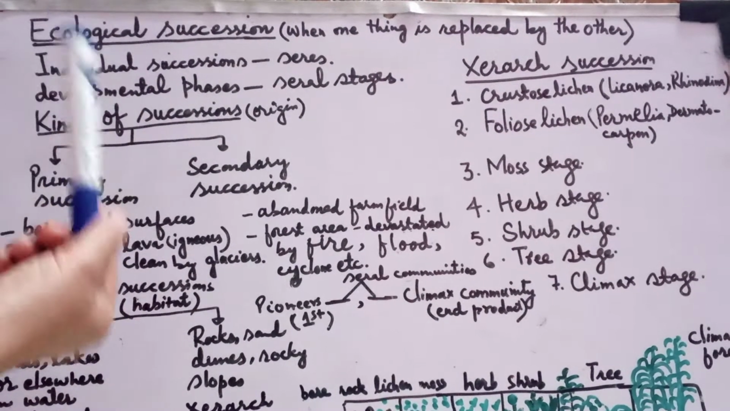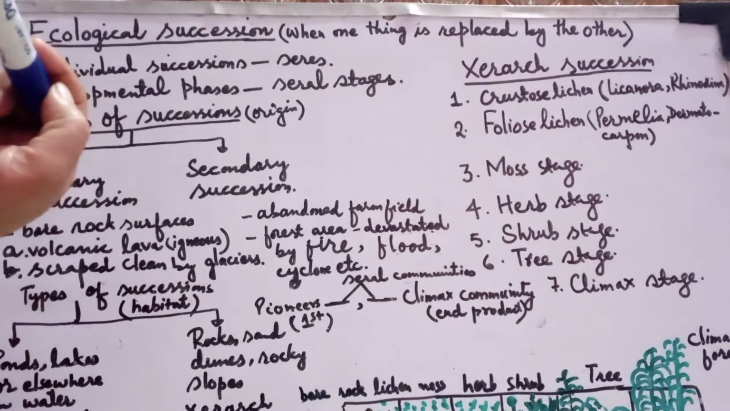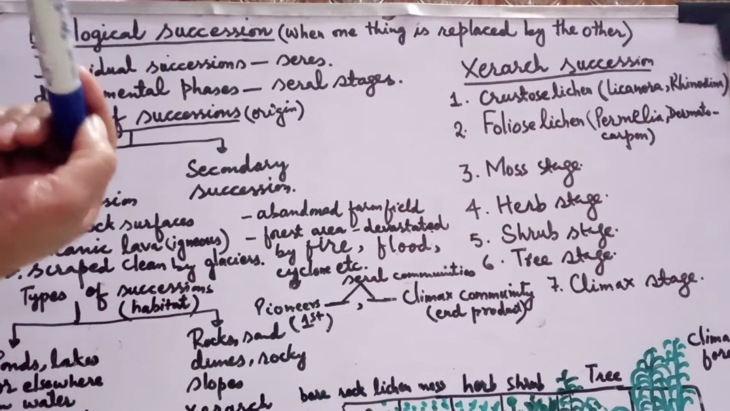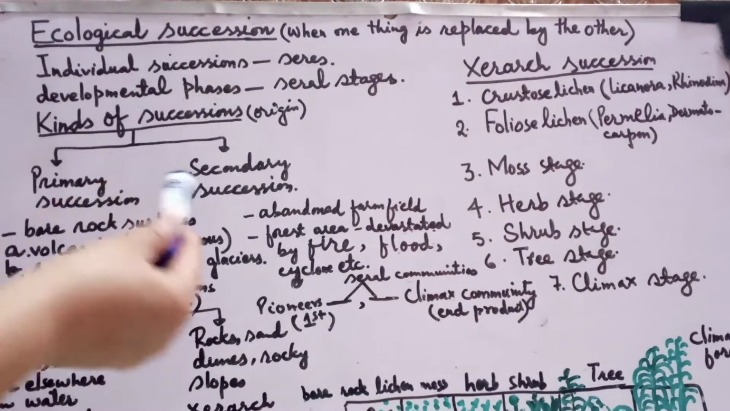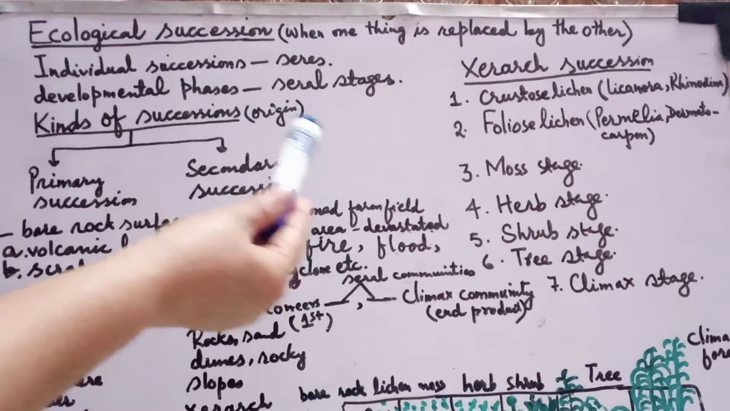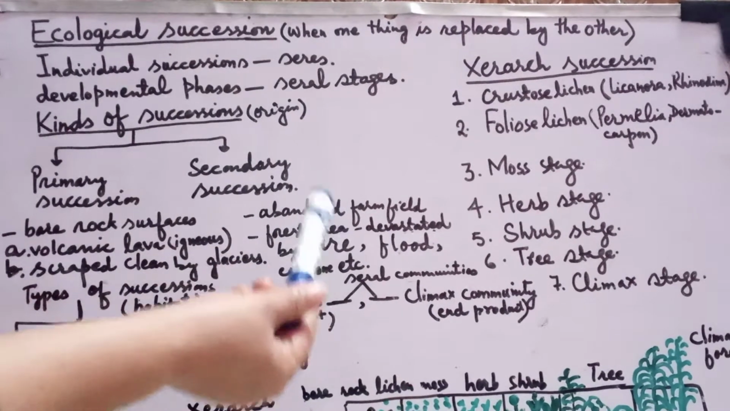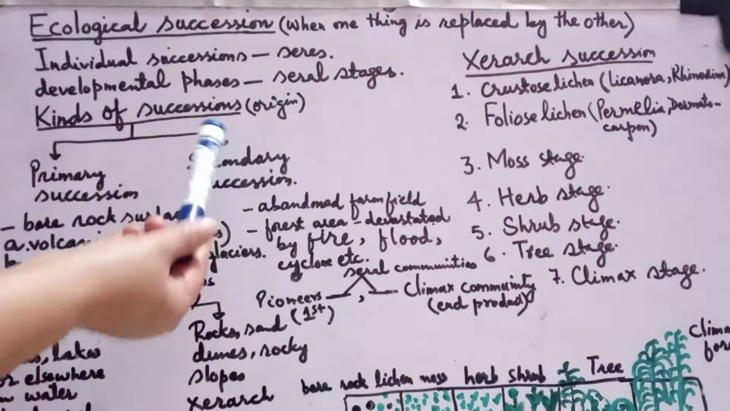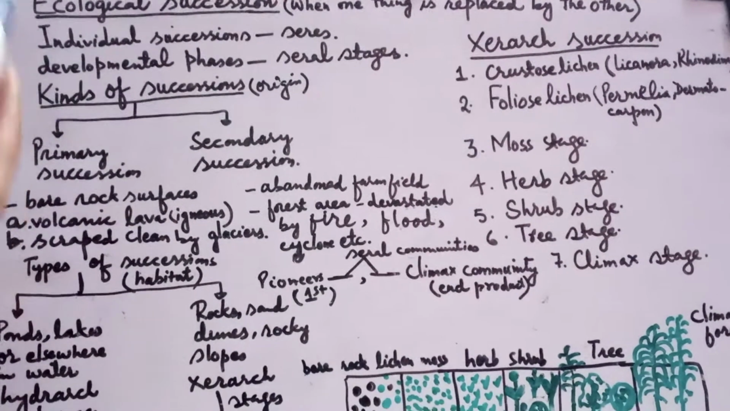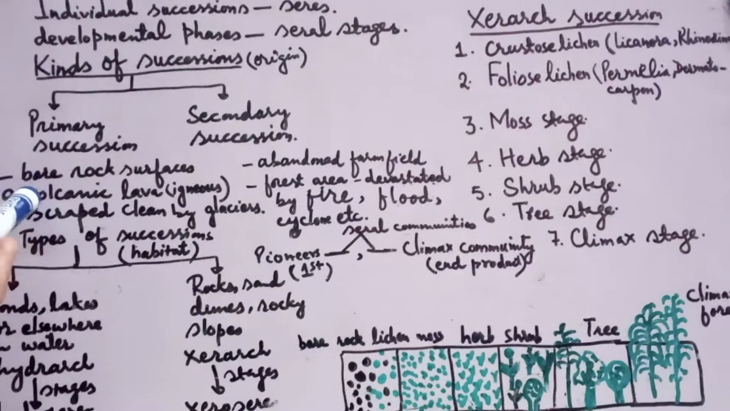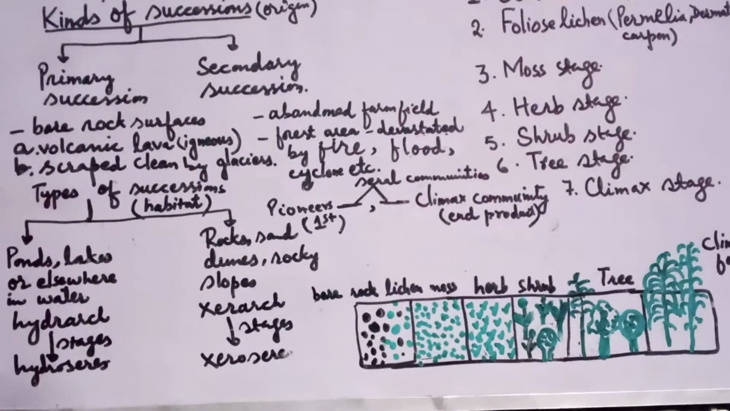But if a succession develops into an area where some years back an ecosystem was there, but somehow it was disturbed, and then again it is going to form a new ecosystem over there, then that kind of succession is called what? Secondary succession. Students, primary succession takes much more time to develop as compared to secondary succession.